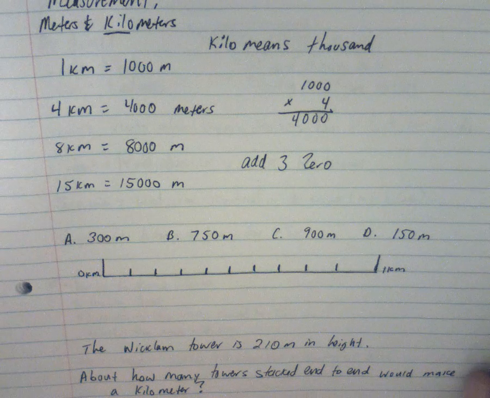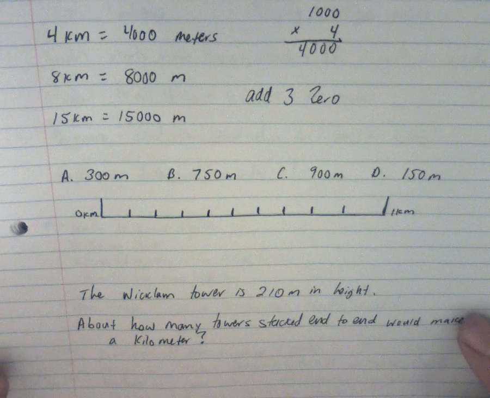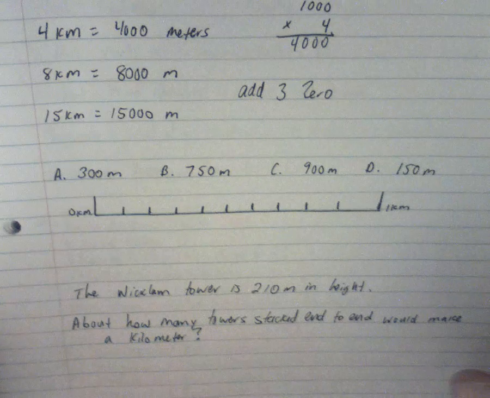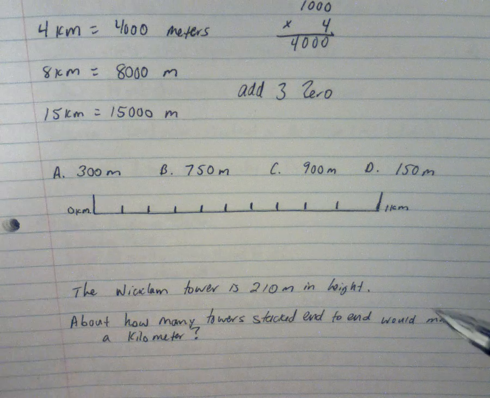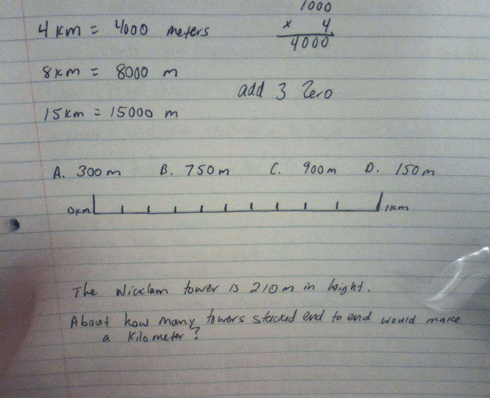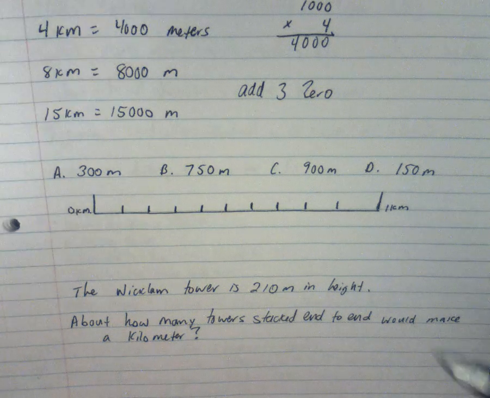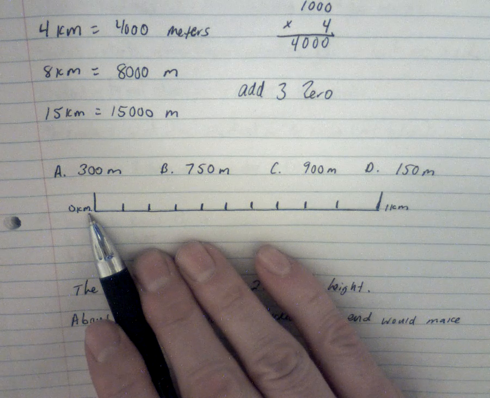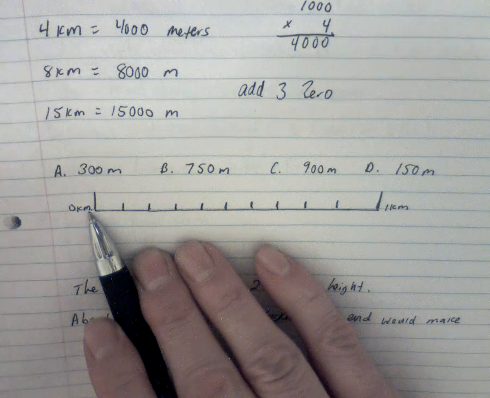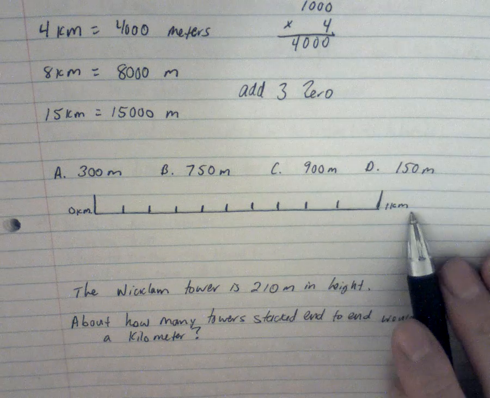That's why we use kilometers. Okay. Now what we're going to do is some basic work. We have a number line here, and we're going to jot these meters down on the number line. What I want you to notice is that we start at 0 kilometers, and we end at 1 kilometer.